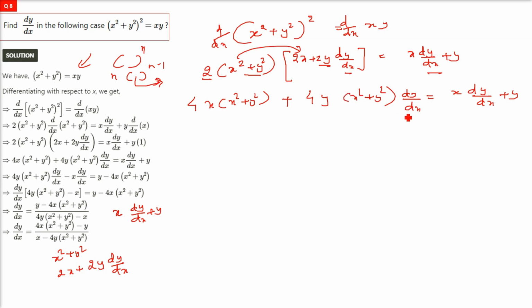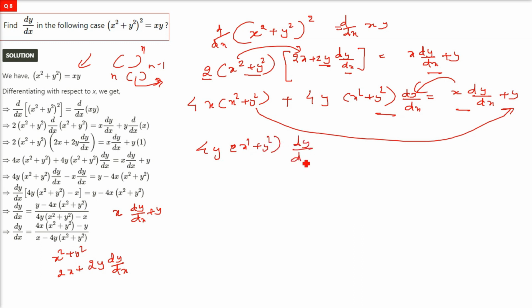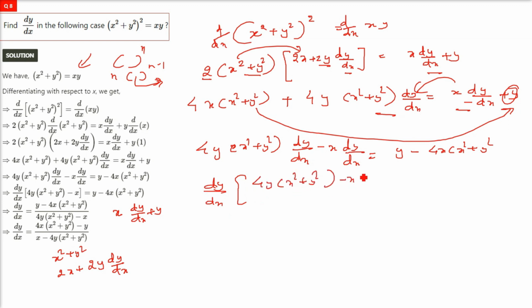Now bring this dy by dx, which is on the right, to the left, and this 4x (x square plus y square) to the right. So we have 4y (x square plus y square) dy by dx, and this minus x dy by dx is equal to y minus 4x (x square plus y square). Now take dy by dx common. So we have 4y (x square plus y square) minus x.